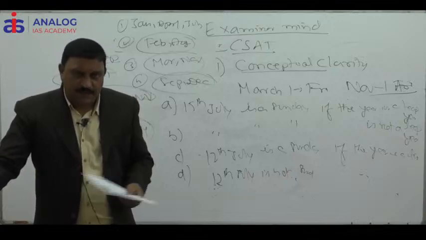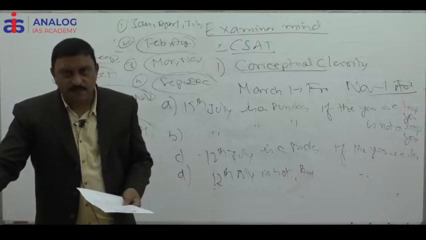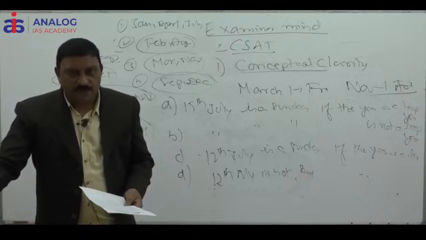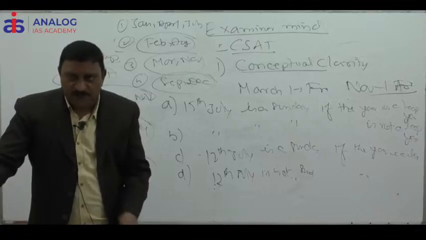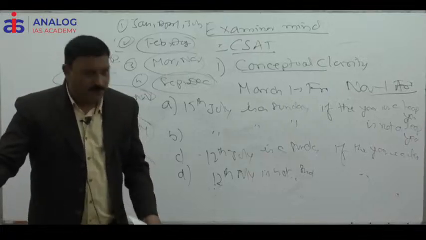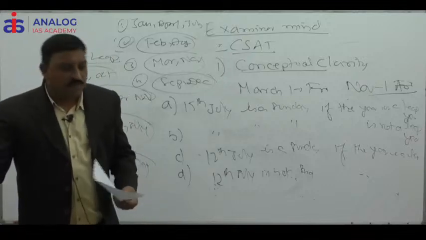Minimum? That is for February. Maximum? 5 or 6? It is only 5. So first of all, we should be clear about this one. Minimum 4 Mondays will be there. Maximum 5 Mondays will be.